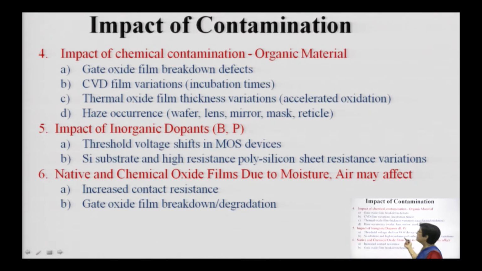Another thing is inorganic dopants, which can cause a threshold voltage shift. The polysilicon or Si substrate may have sheet resistance variations, so you will have varying sheet resistances over a range of devices which have been fabricated, and therefore, the electrical properties of the devices may vary because of that.